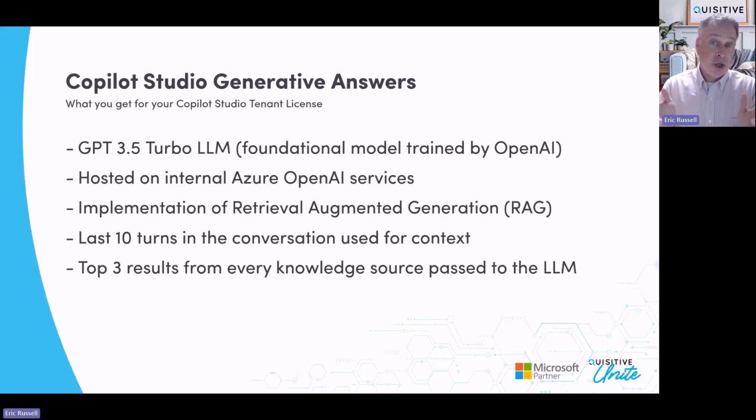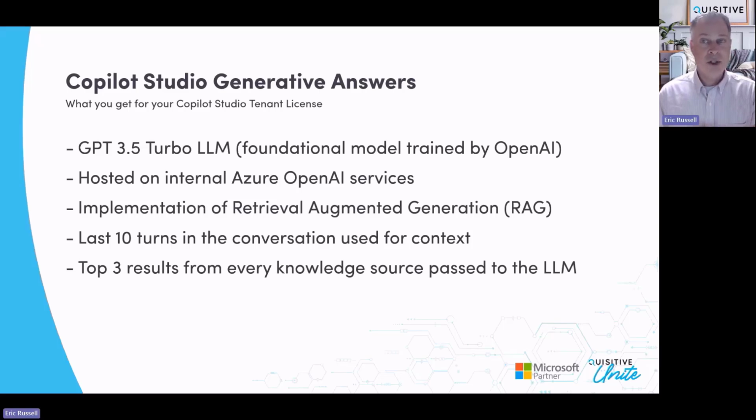So you don't get to choose your large language model. In this case, you're going to get 3.5 Turbo. It is going to be hosted on an internal Azure OpenAI services, but you're going to be licensing it slightly differently. In fact, if you go back and review this recording, the very beginning, there was a different licensing model for Copilot Studio and generative answers than there was for Azure services. It does implement the RAG architecture. It has some limitations in terms of number of turns of conversations and results that are being shown, but it's a very, very quick win.